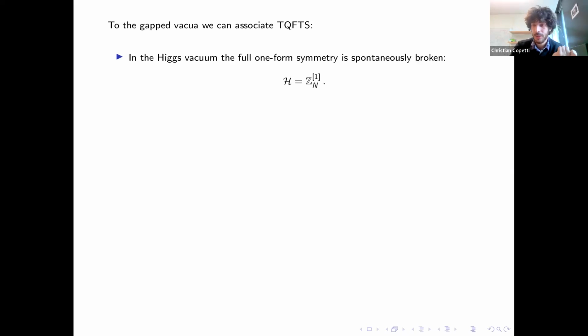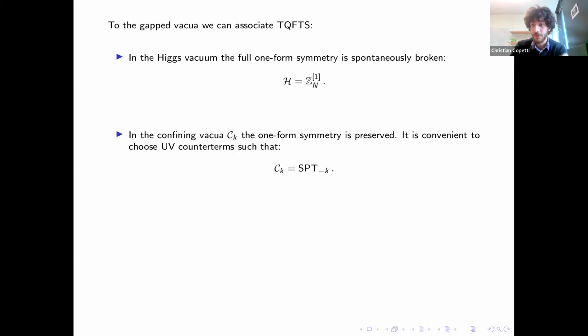So to these gapped vacua that I described, you can associate TQFTs as we did before. So we really know a bit how the game goes. In the X vacuum, the one-form symmetry is completely broken, and you associate a Z_N gauge theory. If you have a purely confining vacuum, the one-form symmetry is completely preserved, and you have to associate an SPT, which is this exponential of the Pontryagin square.